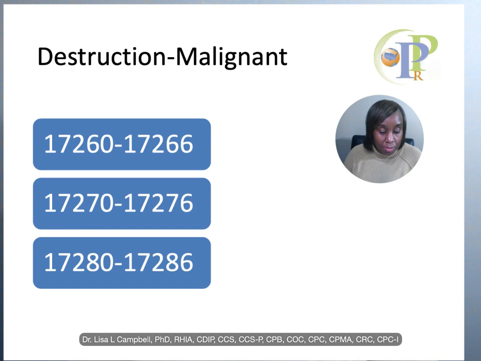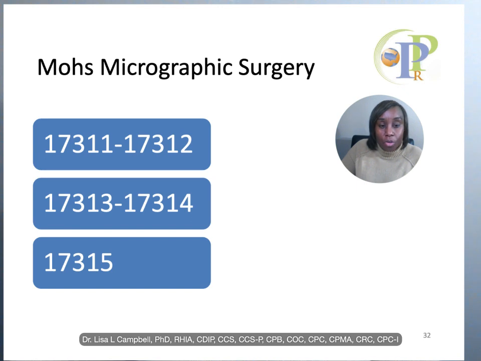All right, so the malignant codes, what you will notice is that they are divided into anatomical groupings. You will also notice that they are organized by lesion diameter, which is reported in centimeters. And then I do want you to notice that these codes say lesion. So each lesion can get a code. You do not add them together. All right, next up, we're going to go to Mohs Micrographic Surgery on page 119.